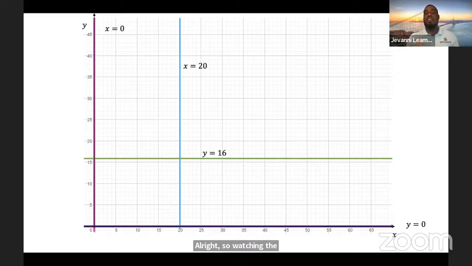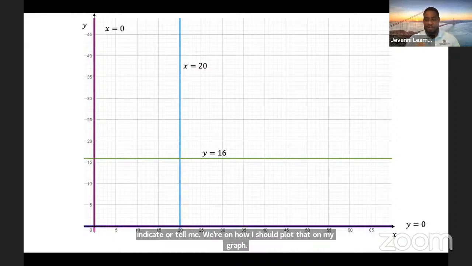Right, done. Likewise, what Shania would have said and Moya in the chat. So x plus y is equal to 30. I want you all to plot that on your graph and to indicate or tell me where and how I should plot that on my graph. So I'm going to give you 90 seconds. That's more than enough time. So let's see what happens.